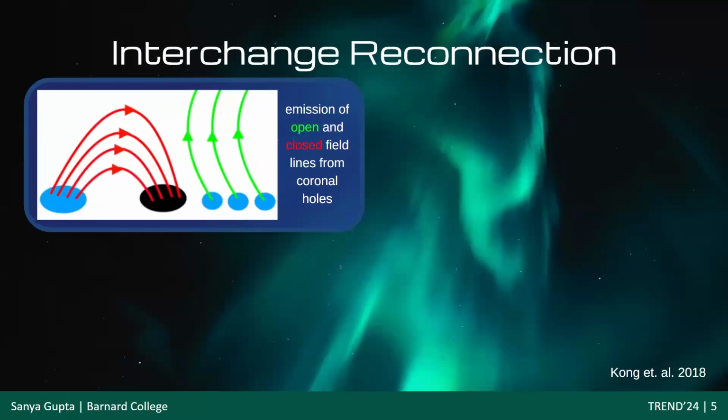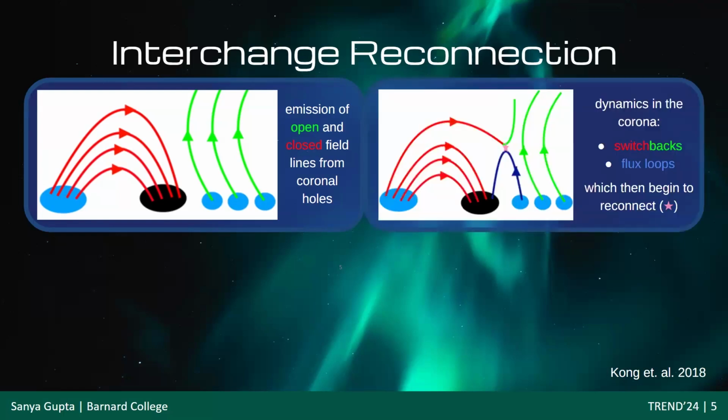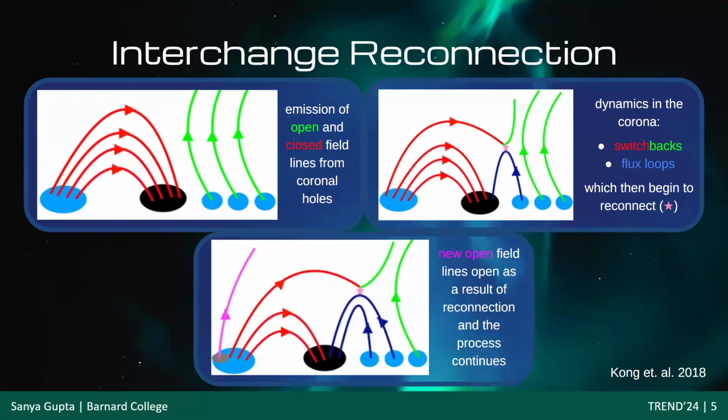I'm specifically looking at what's called interchange reconnection. Instead of having two straight field lines, you have these loops, or closed field lines. You can imagine this being the surface of the sun, with these loops forming, and then you have straight field lines. Interchange reconnection is the interaction between those two types of field lines, creating these switchbacks which propagate out from the surface of the sun, or from the surface of the corona.